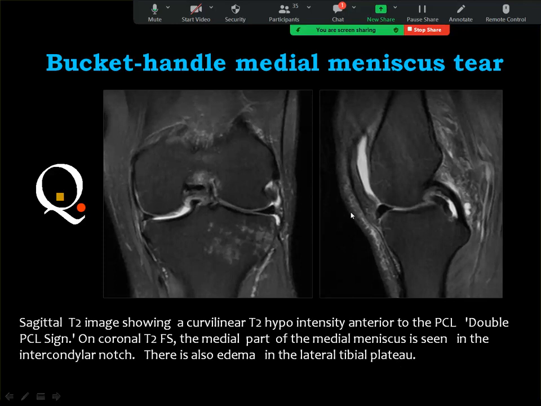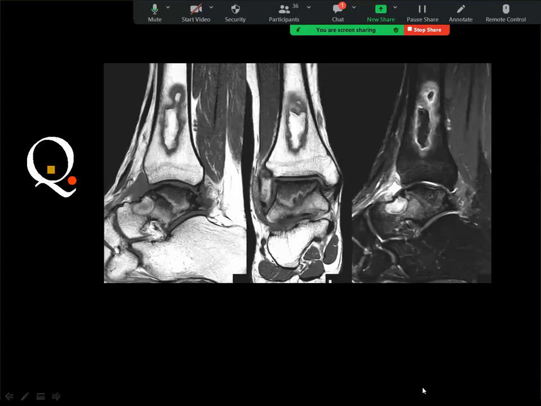Of course, in clinical practice, you can easily appreciate the diagnosis from the sagittal image. But in the exams, you know that they are trying their best to mislead you, and this is one of the possibilities: that you are provided with the coronal image, not the sagittal image.